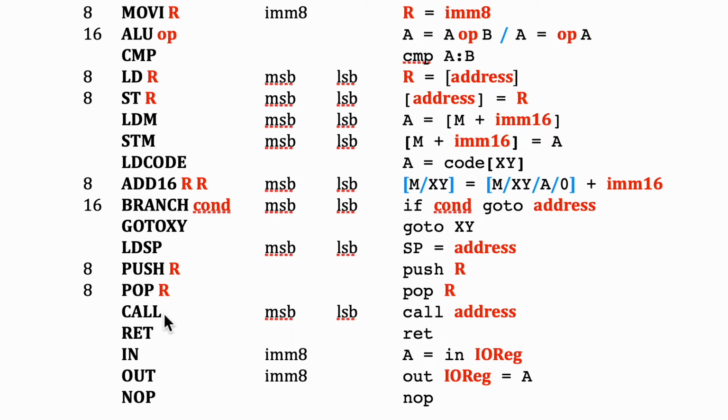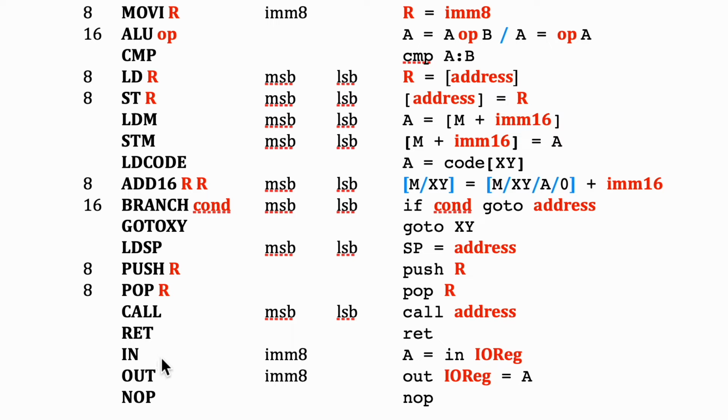Later, when the function completes, it will execute a return instruction, and the return instruction is going to pop a value off of the stack. That would be the return address that we pushed earlier, and then it would jump back to that and continue execution after the call instruction. So the call and the return instructions are very useful for implementing functions.